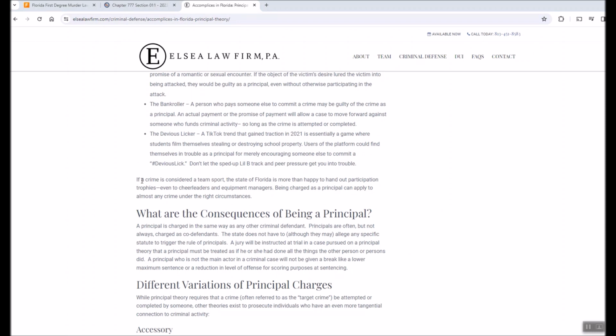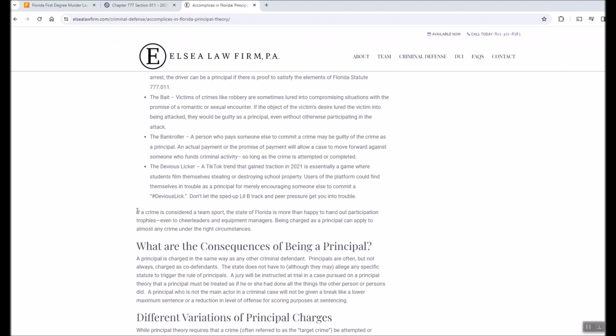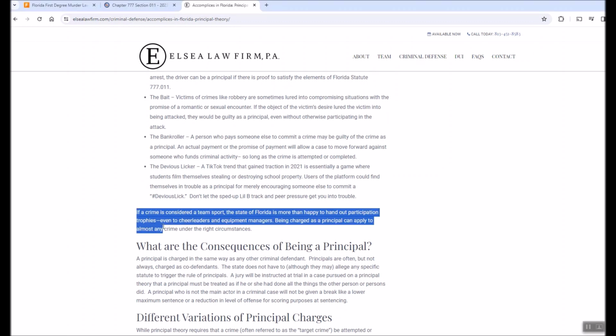And here's what happens with the accomplice. And I find this exactly blunt and to the point. If crime is considered a team sport, the state of Florida is more than happy to hand out participation trophies, even to cheerleaders and equipment managers. Being charged as a principal can apply to almost any crime under the right circumstances. Well, there you go. But let's go and take a look at chapter, what was that?